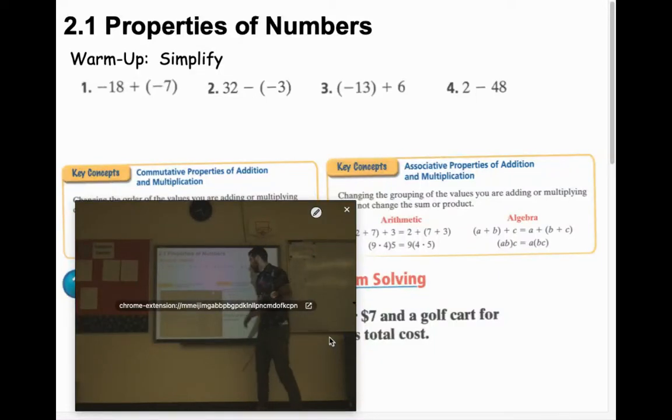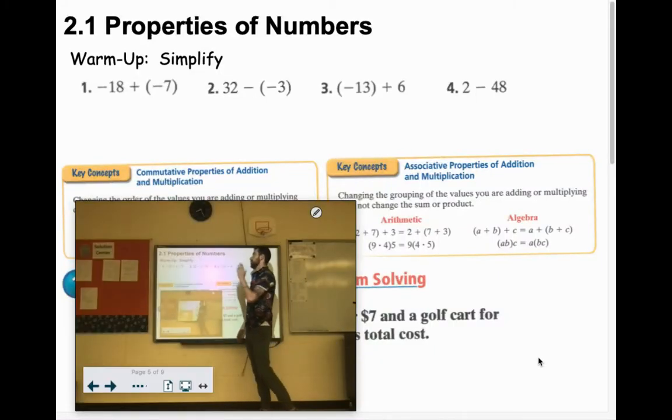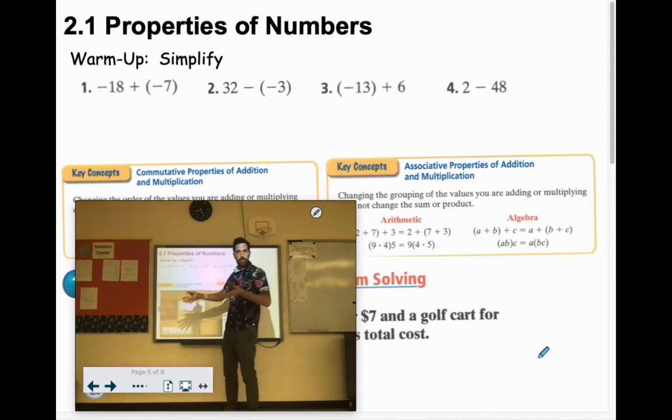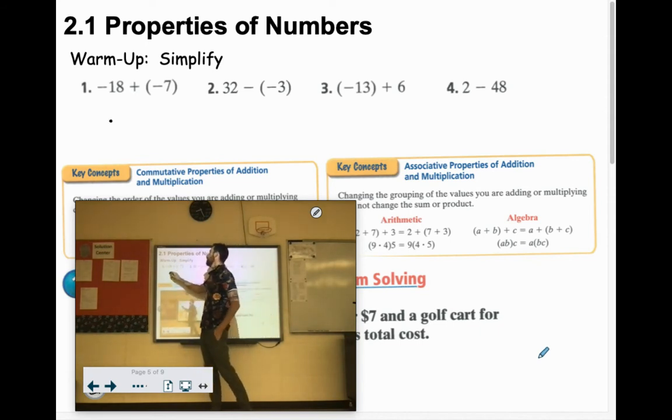Let's talk some properties of numbers. What do you say? So let's warm it up a little bit. Remember, if you're adding two negatives, you just add them as if they're positive and you keep it negative, right? So if I'm doing negative 18 plus negative 7, really I'm doing 18 plus 7, which is 25, and then we take the negative version of that, negative 25.